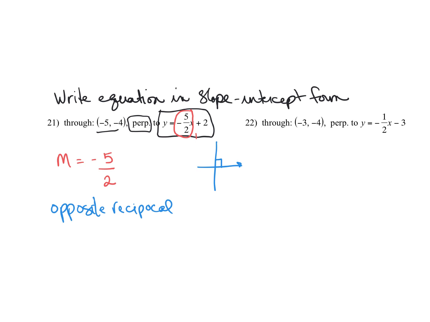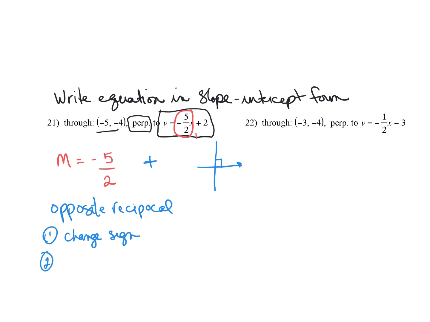Opposite means the first thing we do, we need to change the sign. So we have to use the opposite sign of the slope given. The slope here is negative, so that means my perpendicular slope will be positive. All perpendicular lines, one has to be a positive slope, the other has to be a negative slope. So that's where the opposite comes in.